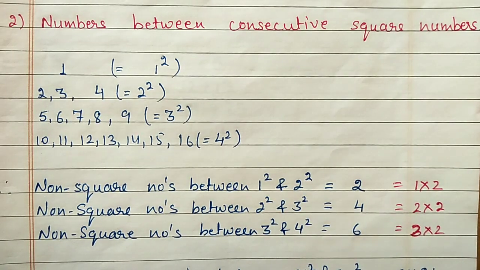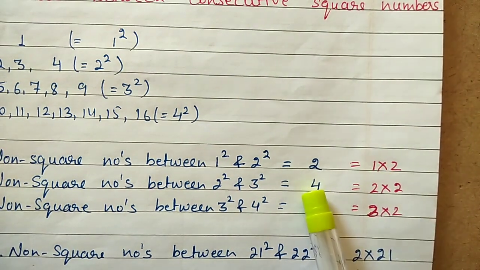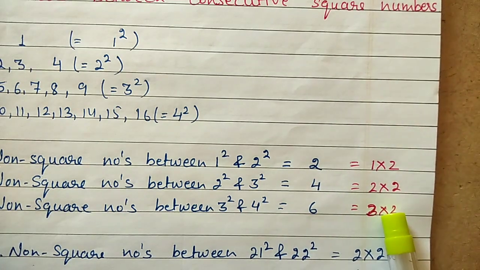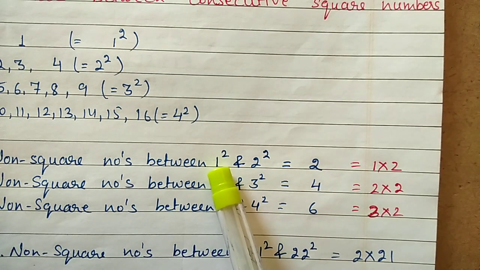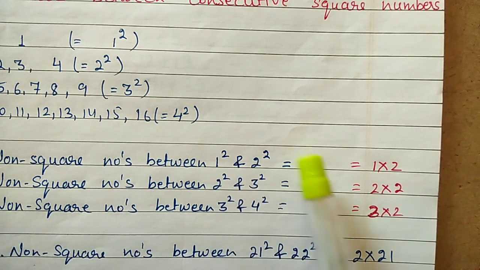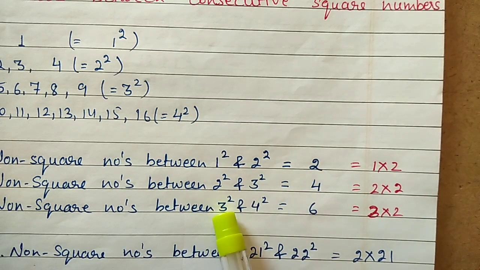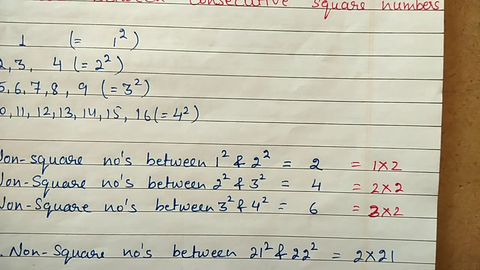We can write it like this also. 2 we can write as 1 into 2. 4 we can write as 2 into 2. 6 we can write as 3 into 2. So here what we are doing, this first number we have to multiply with 2. 1 into 2 means 2 numbers will come. 2 into 2, 4 numbers. 3 into 2, 6 numbers. Like this we can find out for big numbers also.